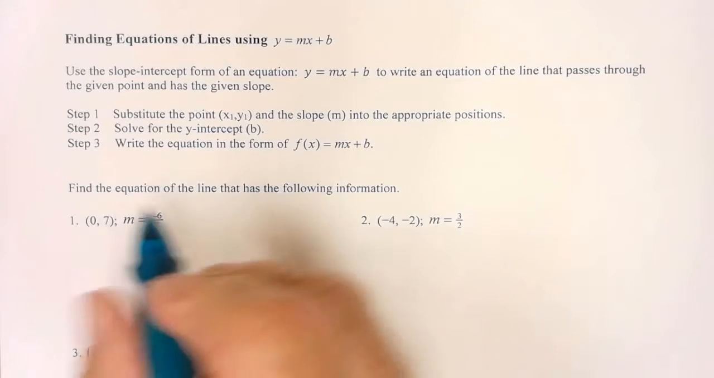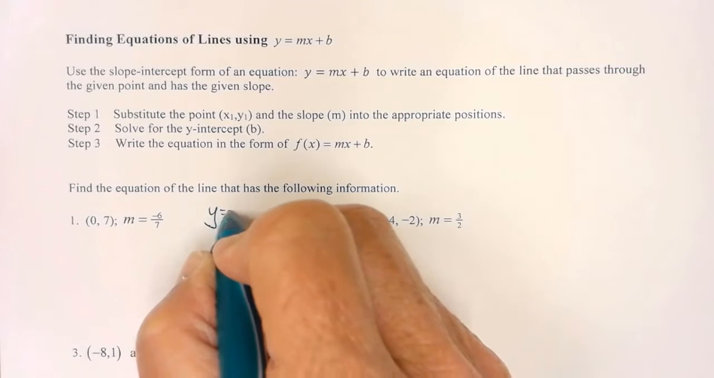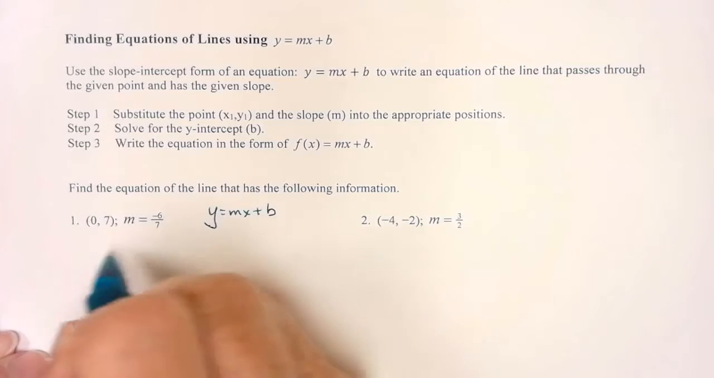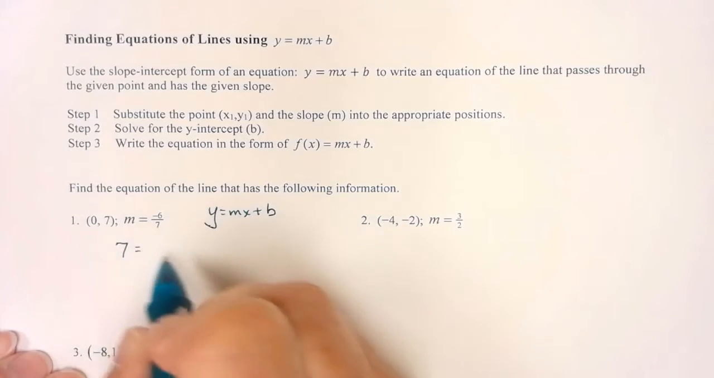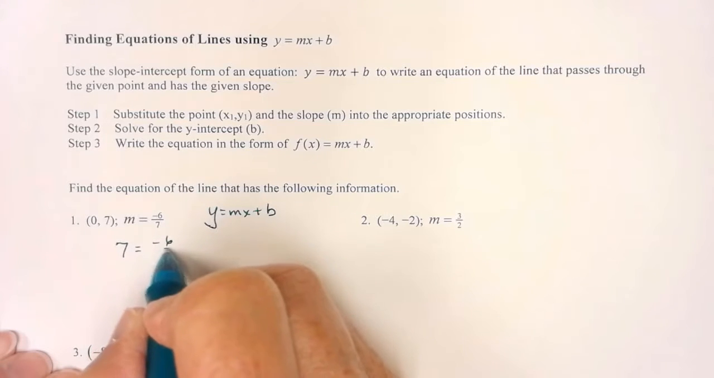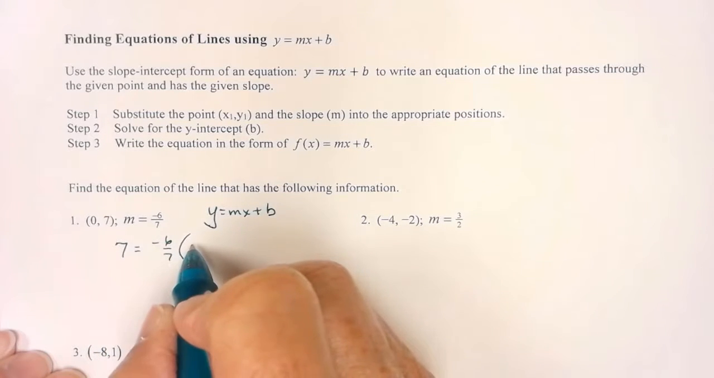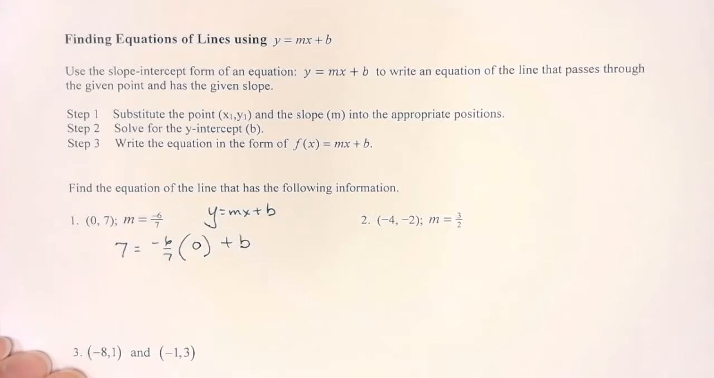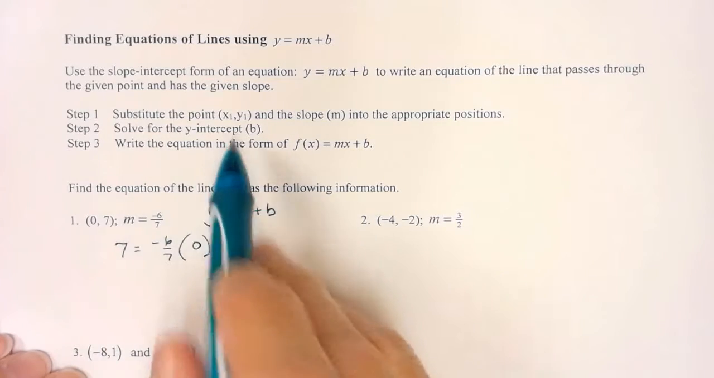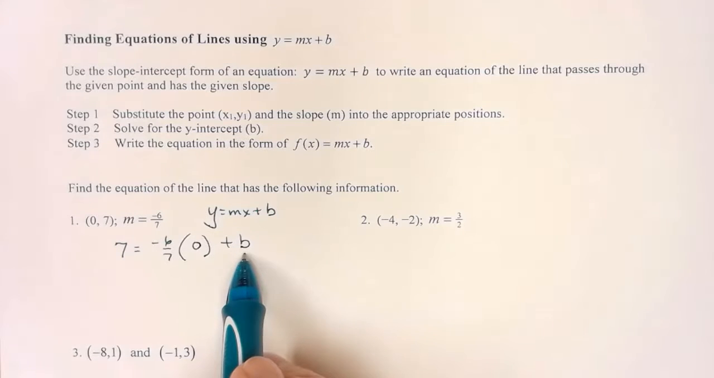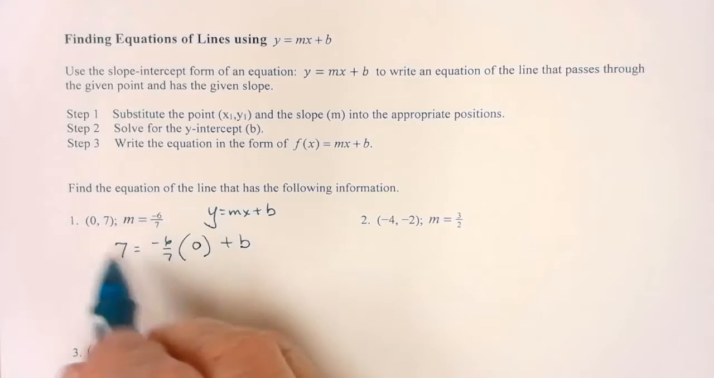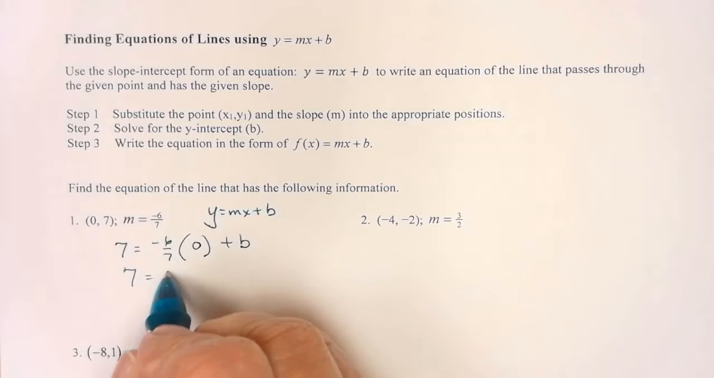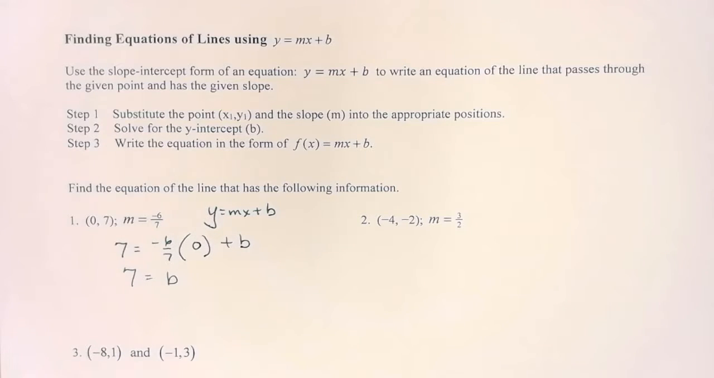So in this first one, let me write down my formula. Substitute my y in, which is 7, my slope, negative 6/7, in parentheses, substitute in your x. It says solve for the y-intercept, which is the letter that I have left. So 0 times that would give me 0. So it looks like I've got 0 plus b, or b equals 7.